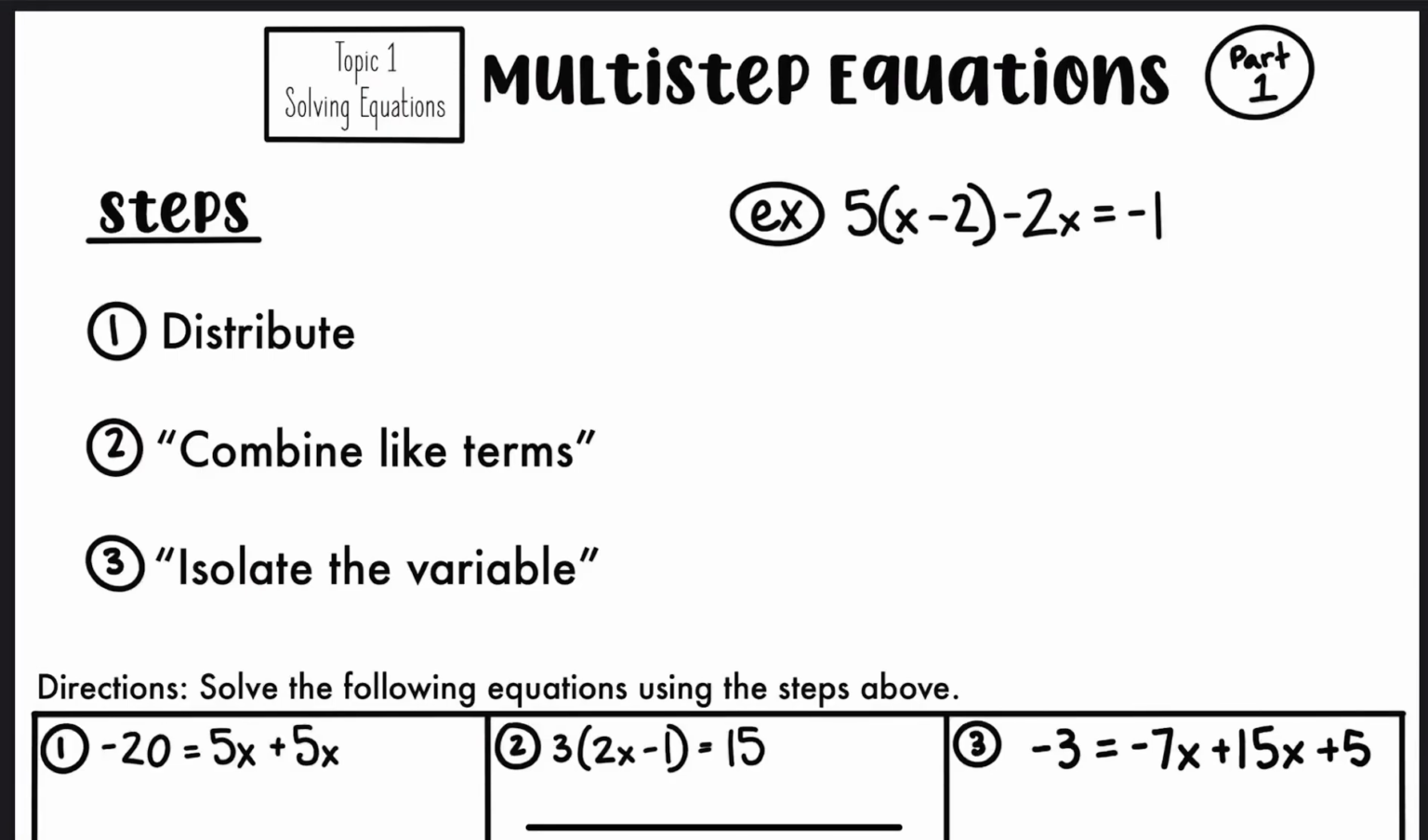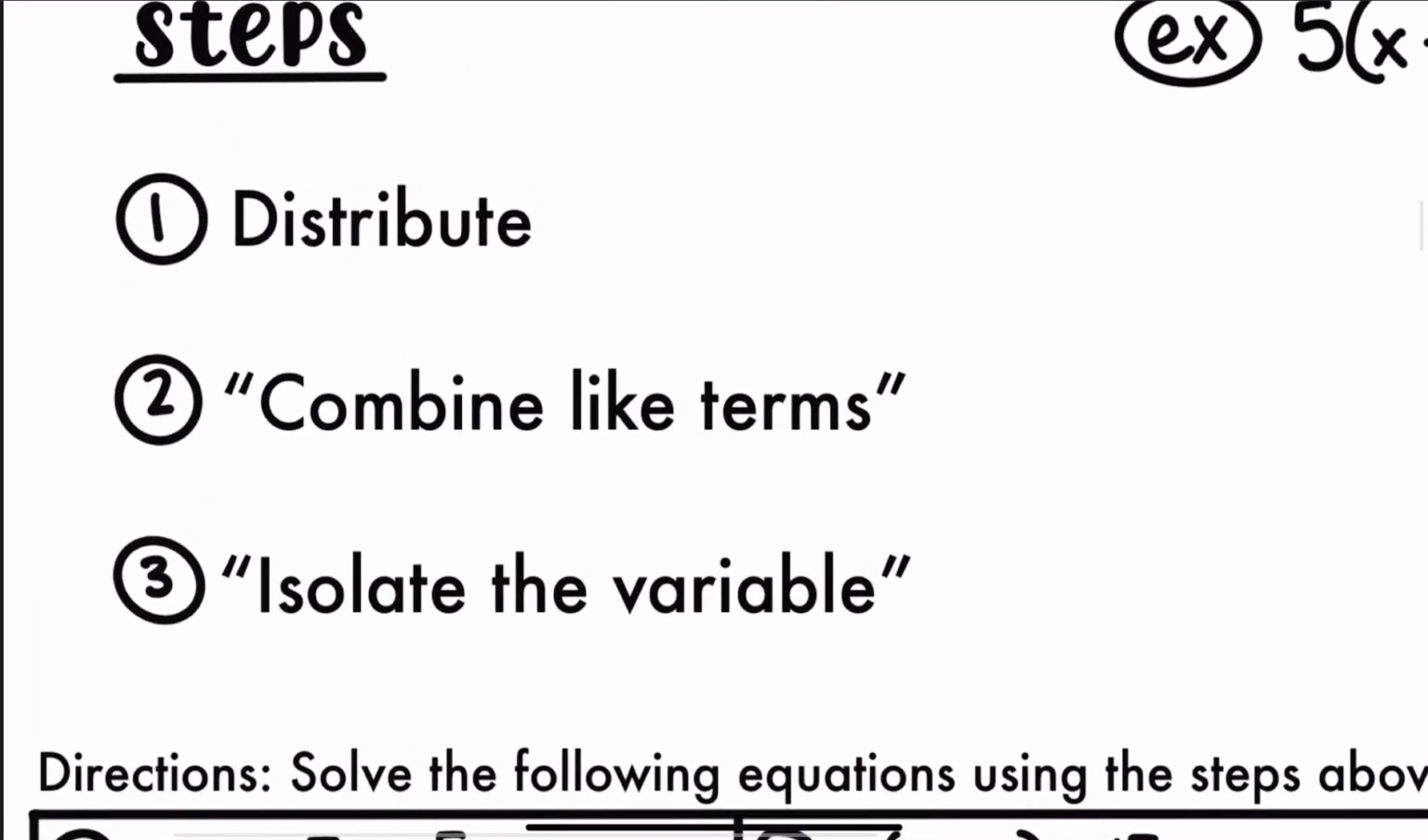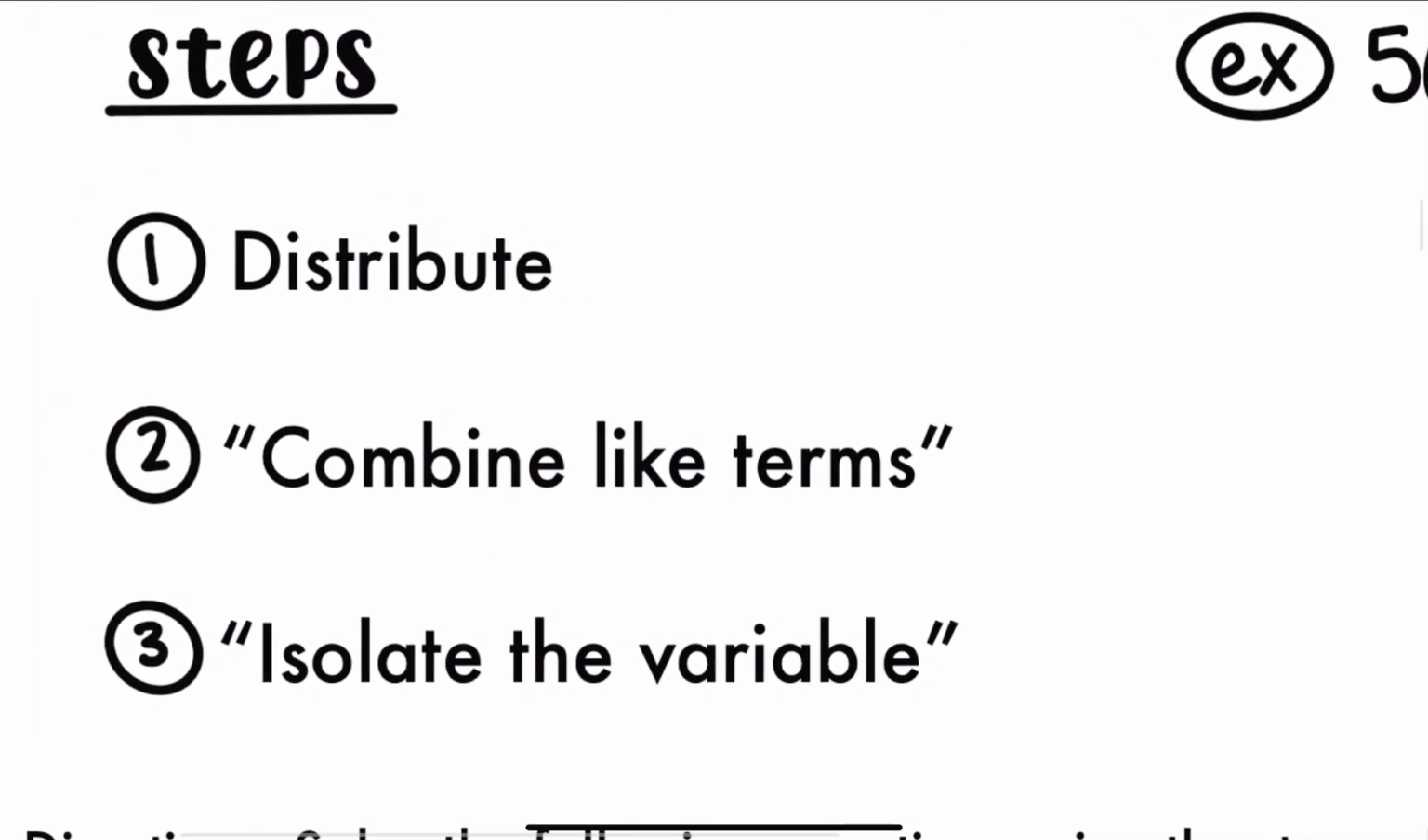Hello. So today we're going to talk about multi-step equations. And these are going to be equations that take more than one step to do. We've seen before one steps and two steps. Now we got multi-steps. Speaking of steps, let's take a look at what we need to do to solve these problems. So I see that we have three things: distribute, combine like terms, and then isolate the variable.